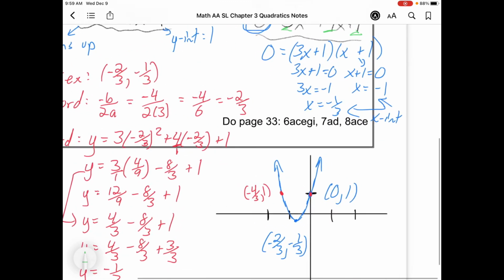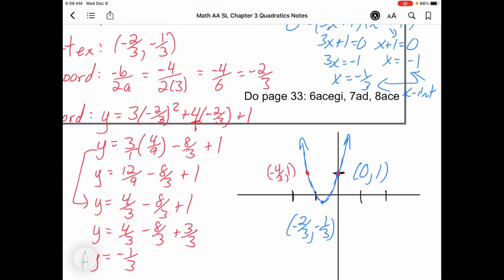So there are some practice questions that we can do on page 33. On number 6, you're just finding the vertex. On number 7, you're asked to find the x-intercept. So that's what we just did. You just sub 0 for y. And in number 8, you're asked to do a bunch of those things. Find all the axis intercepts, find the coordinates of the vertex, find the axis of symmetry, which is just the x-coordinate of the vertex, and then sketch. So a few sketches, a few find the vertex, and a few find the x-intercepts.